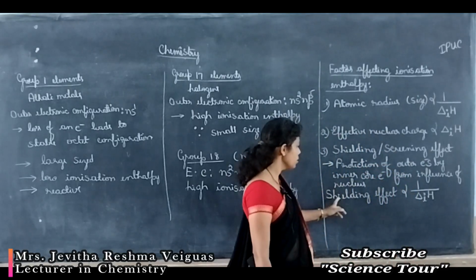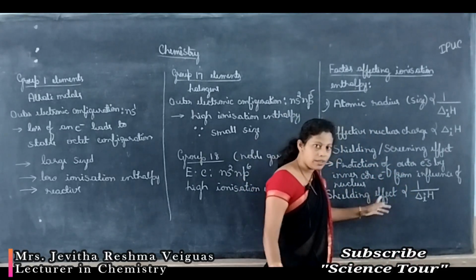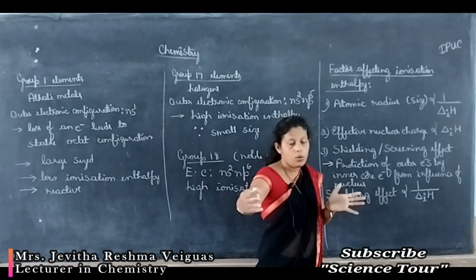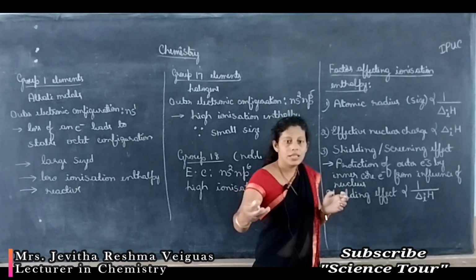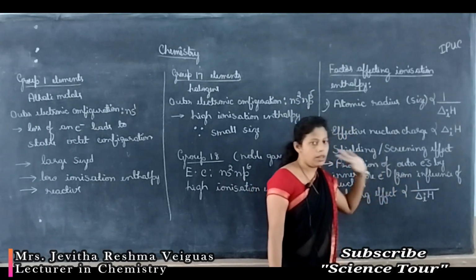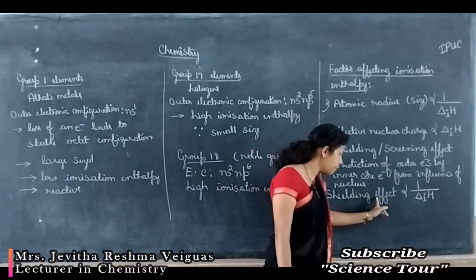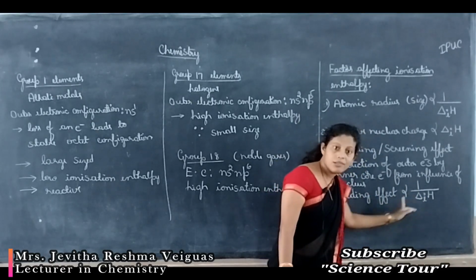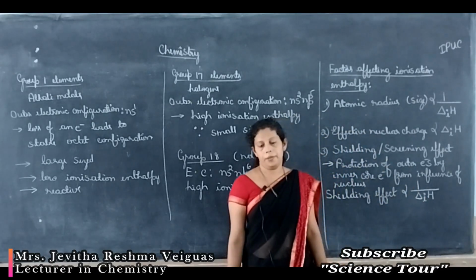So, understand here, more is the shielding effect, larger is the radius. So, removal of electron becomes easy, ionization enthalpy is low. Shielding effect more, low ionization enthalpy. Shielding effect less, less ionization enthalpy.